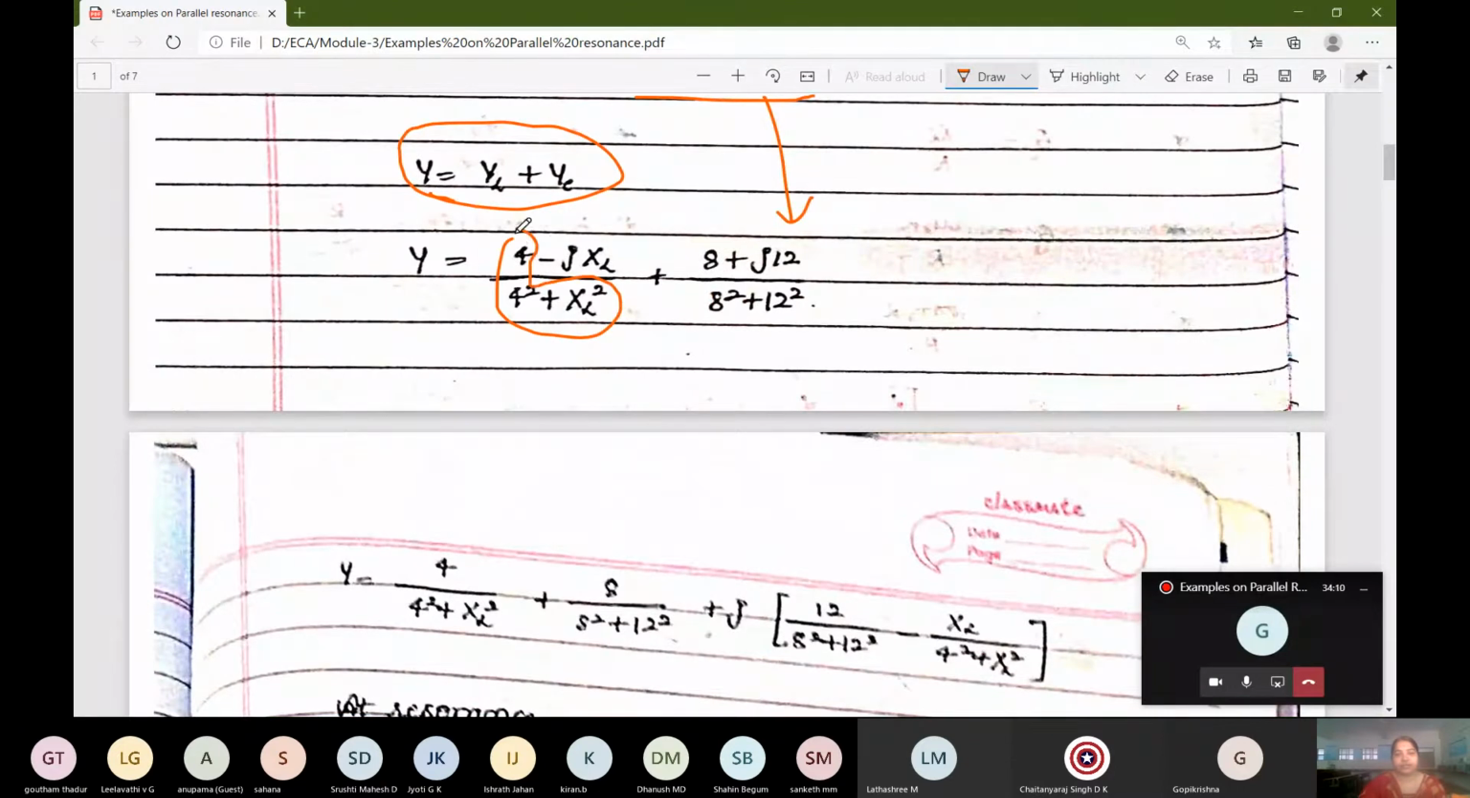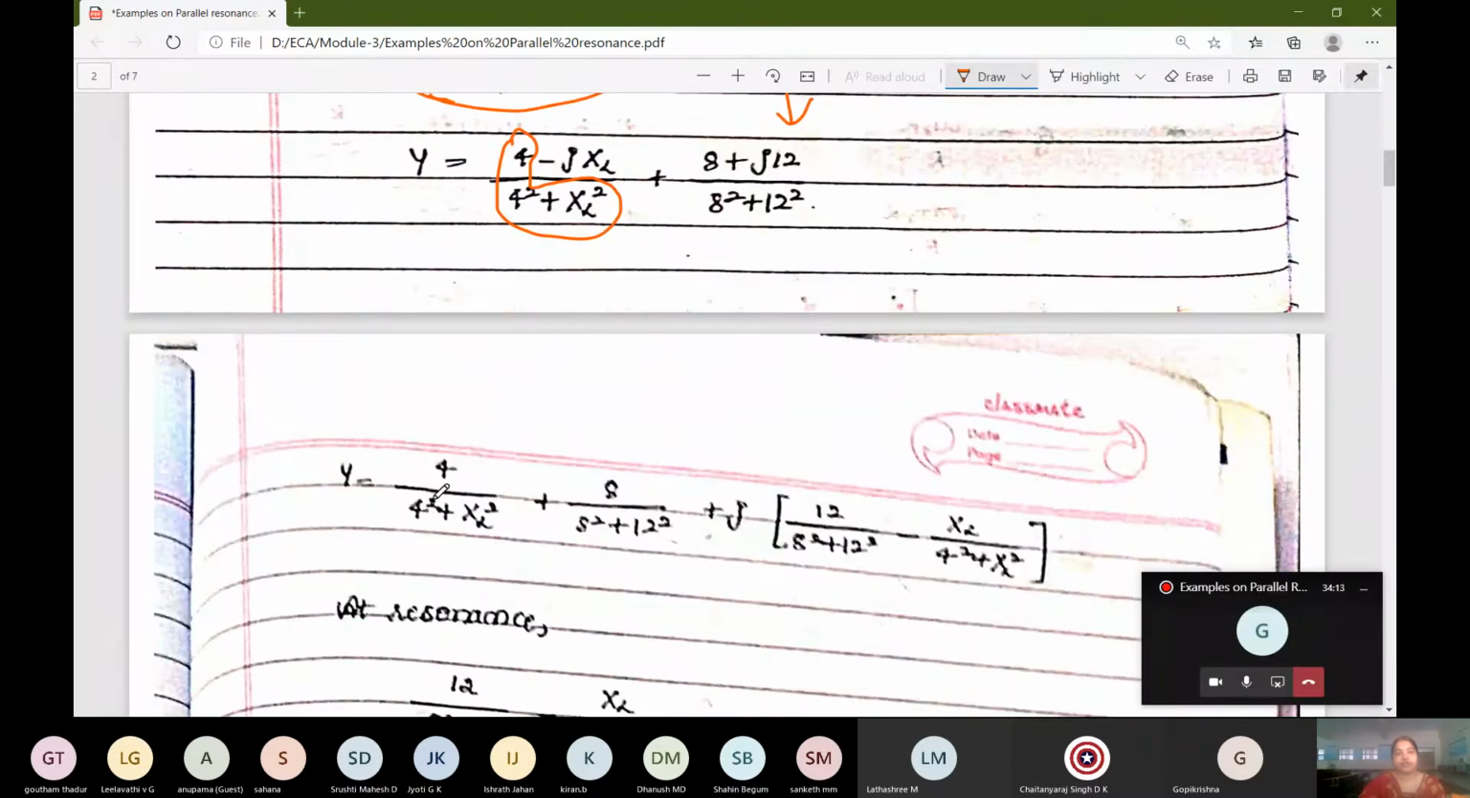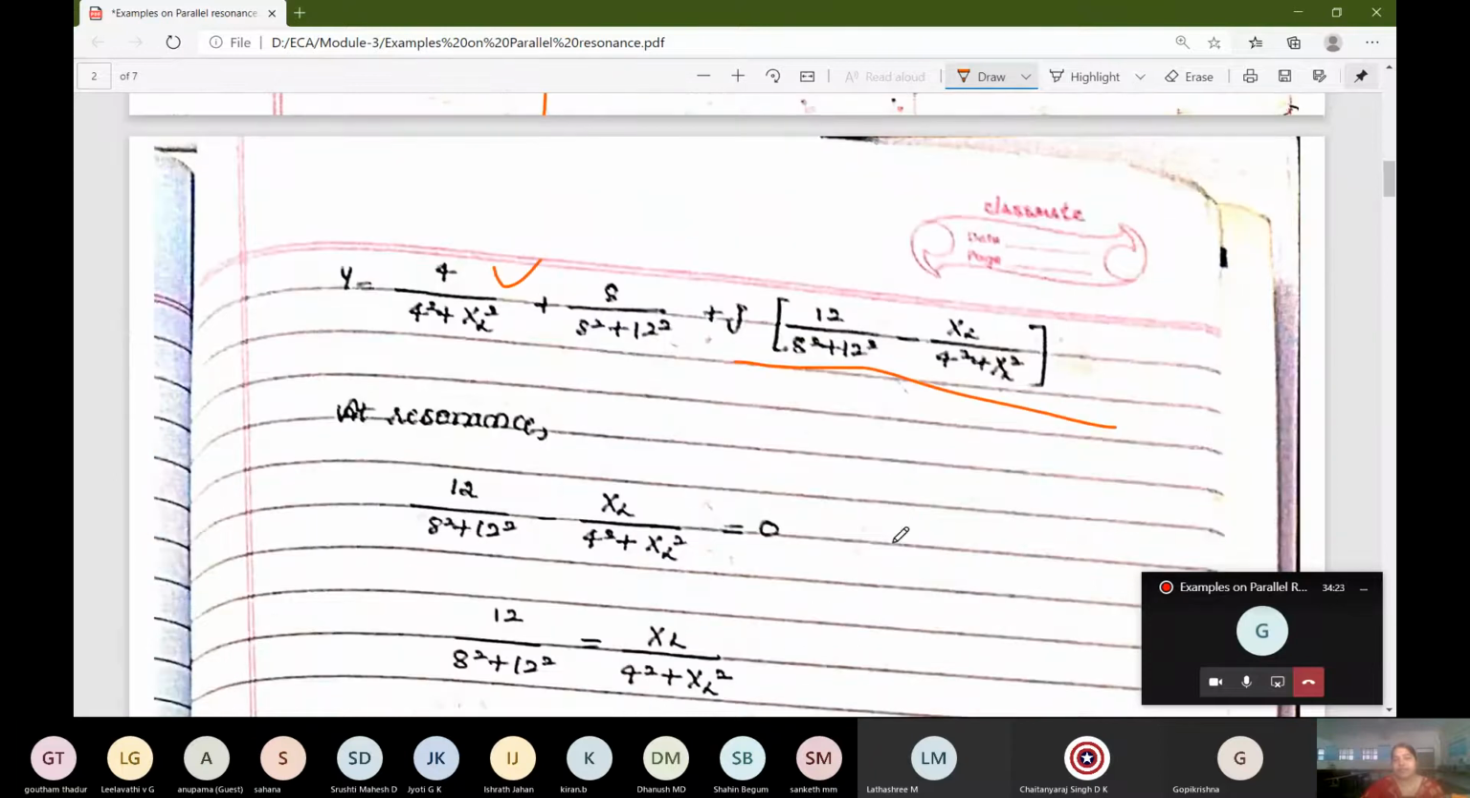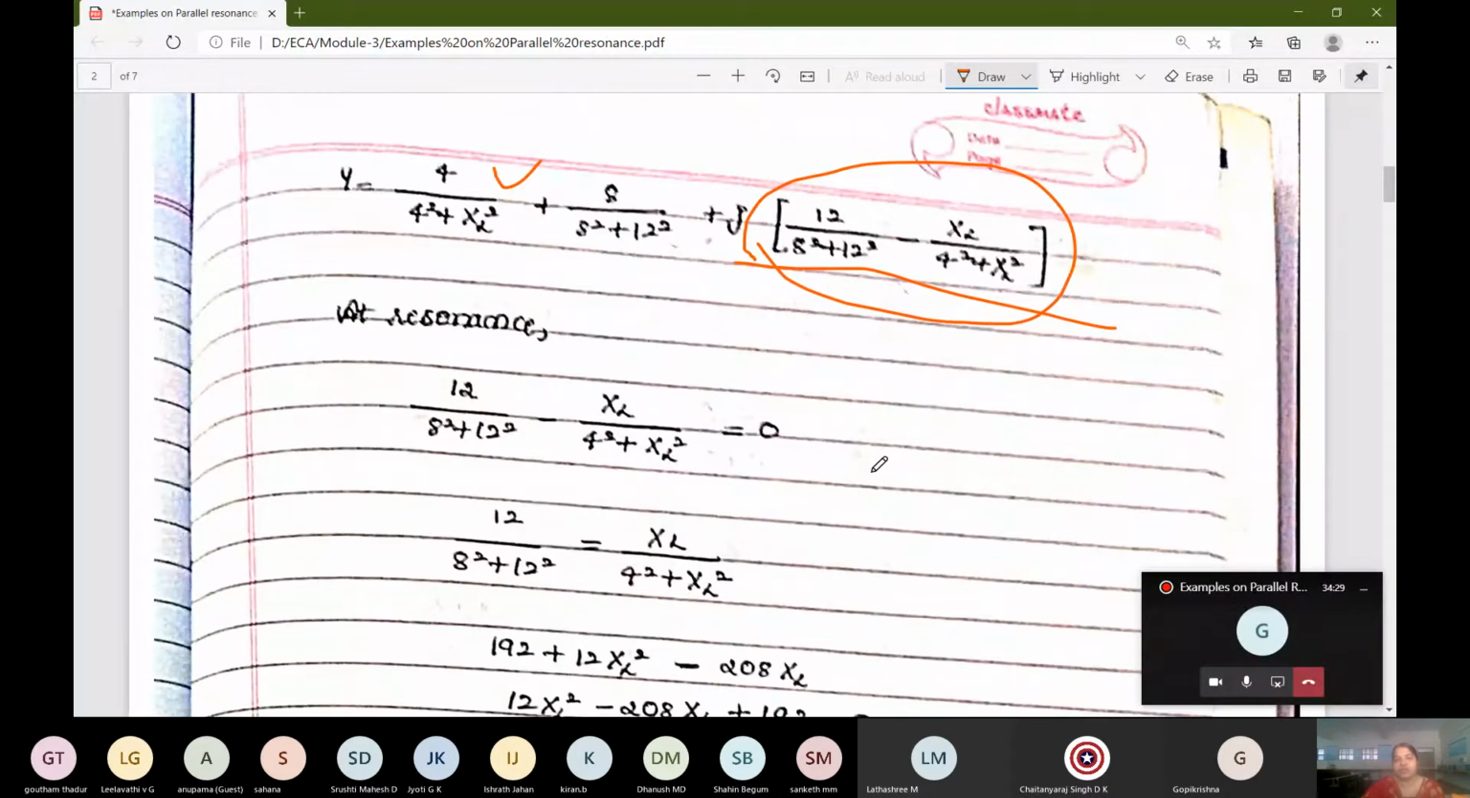This term, this completely is different. Just write it separately. So 4 divided by 4 square plus XL square, that is written here. It is shown here. Next it is 8, and the j terms are written. Next, what we did in the derivation, this imaginary part is equated to 0. This complete part is equated to 0. So it is 12 divided by 8 square plus 12 square minus XL divided by 4 square plus XL square, equated to 0 at resonance.